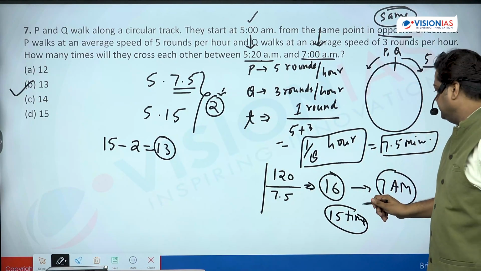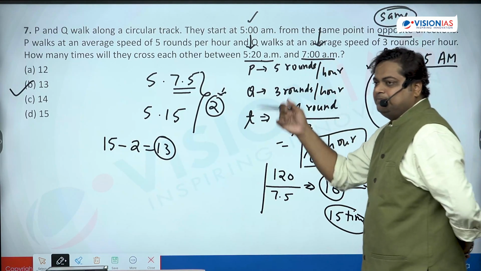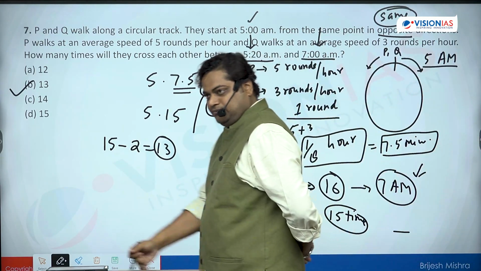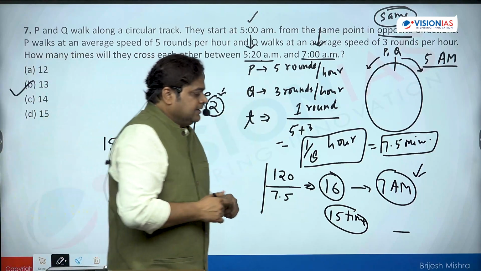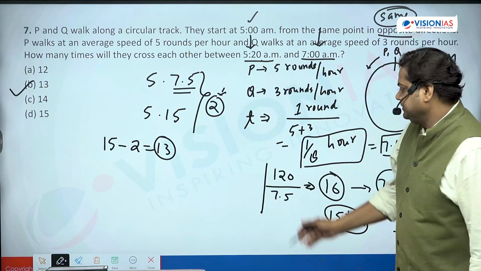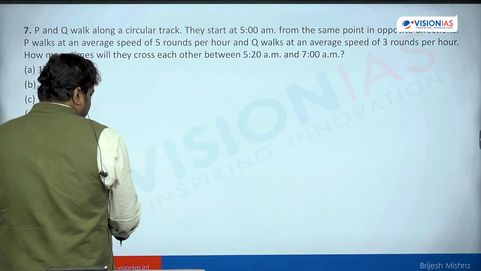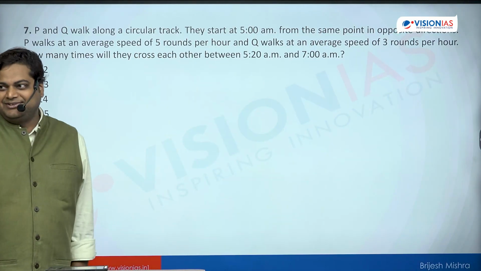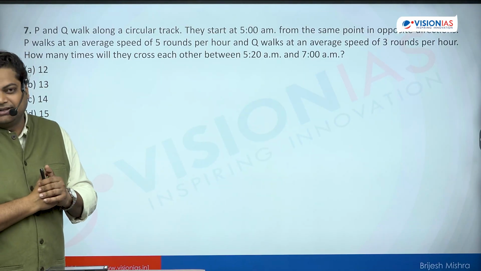So the key thing is this last time. If it is written till 7 AM, that means we need to add this one also, but it is written between this. Done? Everyone understood? So this way we can proceed further. Next. So this was also doable, but little tricky. It can be incorrect also, because option 14 is also there.